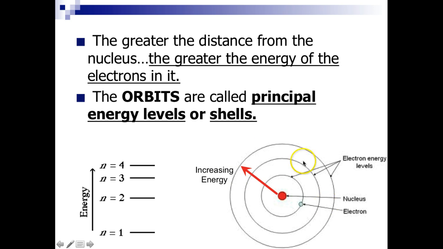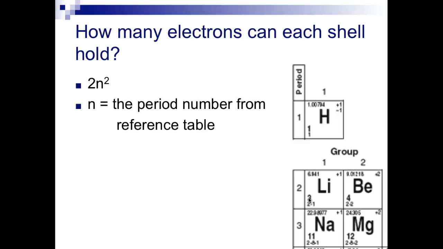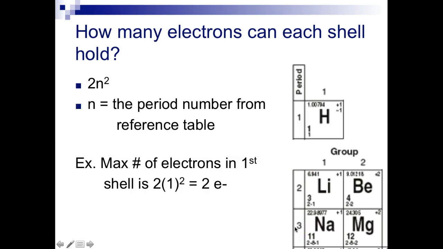So that's, remember, the orbitals that are around it. So the paths that the electrons travel. So how many electrons can each shell hold? The equation to solve for it is 2n squared. So that means n is the period number from the reference table. So either 1, 2, 3, or 4. So, for example, the maximum of electrons in the first energy shell would be 2 times 1 squared. Well, 1 squared is 1 times 2, so 2 electrons can fit into the first energy level.